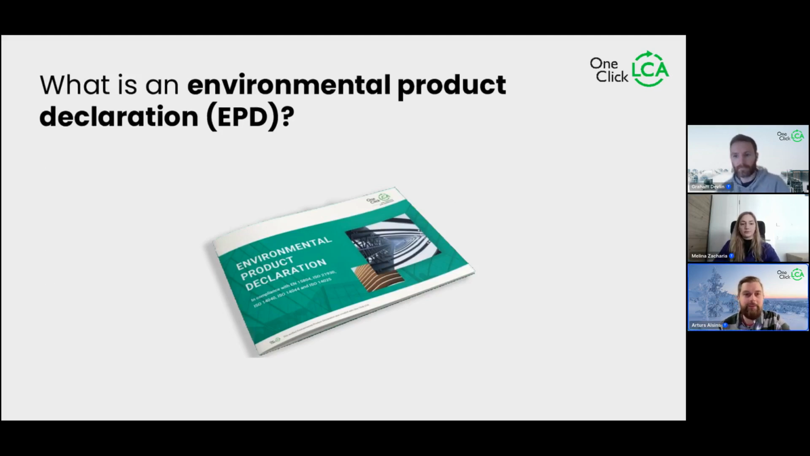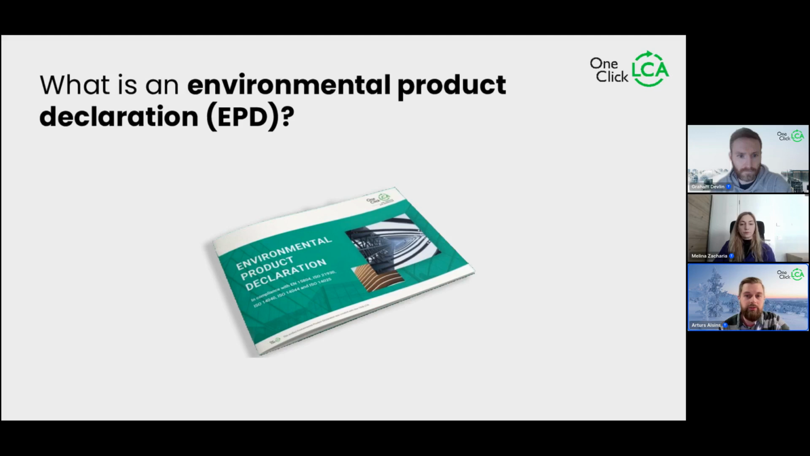Thanks, Melina, and welcome everyone to the webinar. So I'm going to go now over the basics. So what an environmental product declaration is, or an EPD for short. So an EPD is a standardized document that provides transparent, verified, and comparable information on your product's life cycle emissions. This can be over product, material, or service. An EPD typically covers all the life cycle stages of a product, but this can vary between different standards and different product category rules.